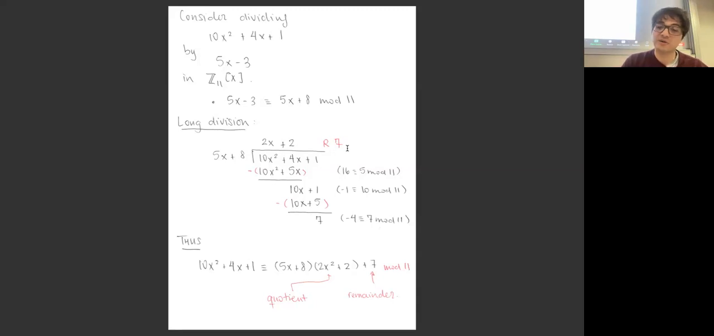So this is the algorithm that we need to encode now, right? Something that we could all do, but now we need to be able to get the computer to do it. So here, this was the quotient, and that was the remainder there. And it allows us to write a statement like this: 10x squared plus 4x plus 1 is congruent to 5x plus 8 times the quotient plus the remainder, and that's true mod 11. Okay, let's do a more complicated one.